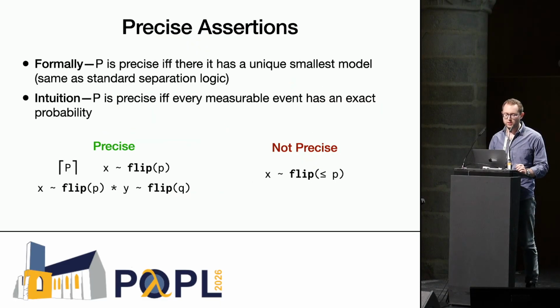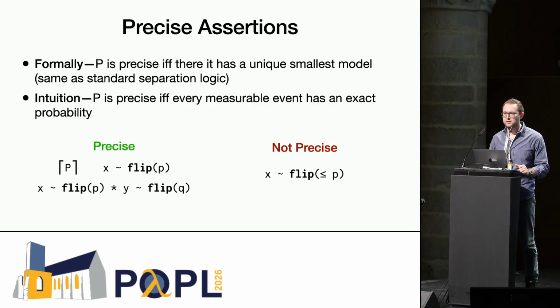And the solution we came up with is to use precise assertions. If you're familiar with separation logic, the notion of precision here is exactly the same as in other separation logics. We say that an assertion is precise if and only if it has a unique smallest model. If that doesn't mean anything to you, don't worry, you can completely forget about it. The intuition of precision is that an assertion is precise if every measurable event has an exact probability.